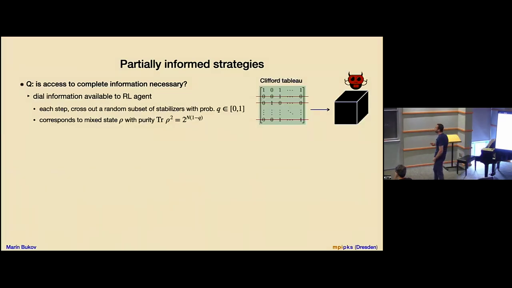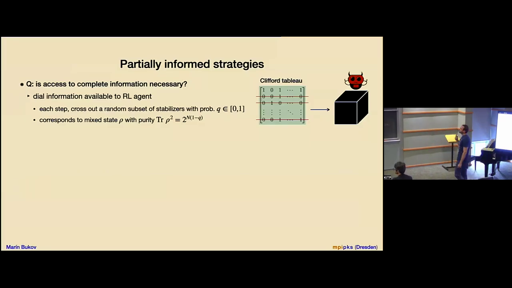At each step, as I said before, the agent observes the Clifford state, so the tableau. But what I can now do is, with some other probability Q, start removing rows from that tableau. What this corresponds to is dropping some of the stabilizers. If you actually do the math, you'll find that a tableau with some of these removed corresponds to a mixed state with a purity which scales exponentially with this probability. So somehow, the probability of crossing out rows from the Clifford tableau corresponds to the entropy of the mixed state, to the purity of the mixed state. Okay, so that's now what we're going to do.